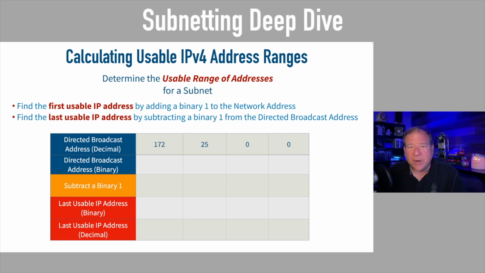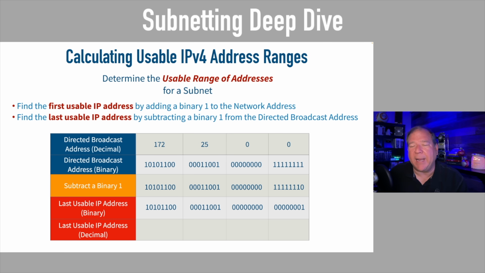Well, the last usable address is going to be the directed broadcast address, and we subtract a binary 1. The directed broadcast address, in this case, is going to be 172.25.0.255. We subtract a binary 1 from it, and that gives us 172.25.0.254. That's the last usable address. Again, you don't have to do the binary. Just take your broadcast address and subtract 1.